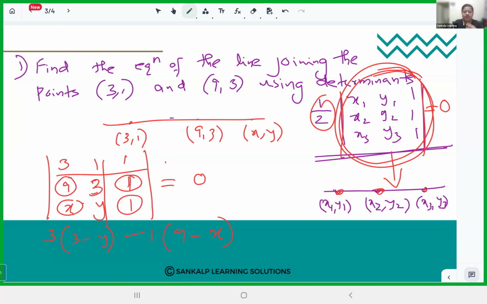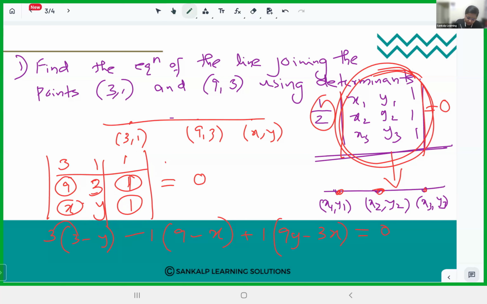All right, minus x. Then plus 1 into, you have to remove the row and column containing this one, so this is the column and this is the row, right? So what is remaining? 9, 3, x, y. You have to cross multiply. 9 into y is 9y minus x into 3 is 3x, right? So this will become 9y minus 3x, that is equal to 0.